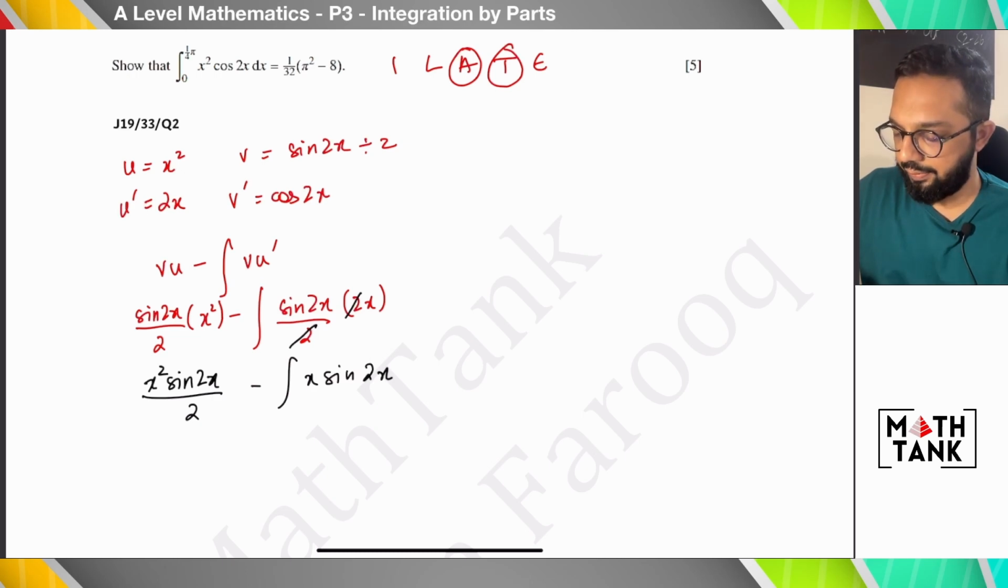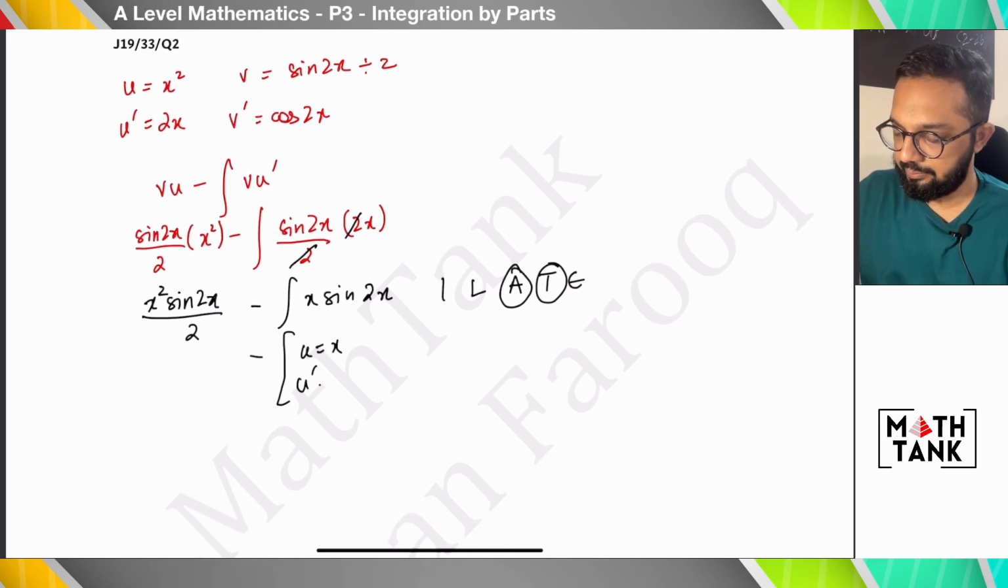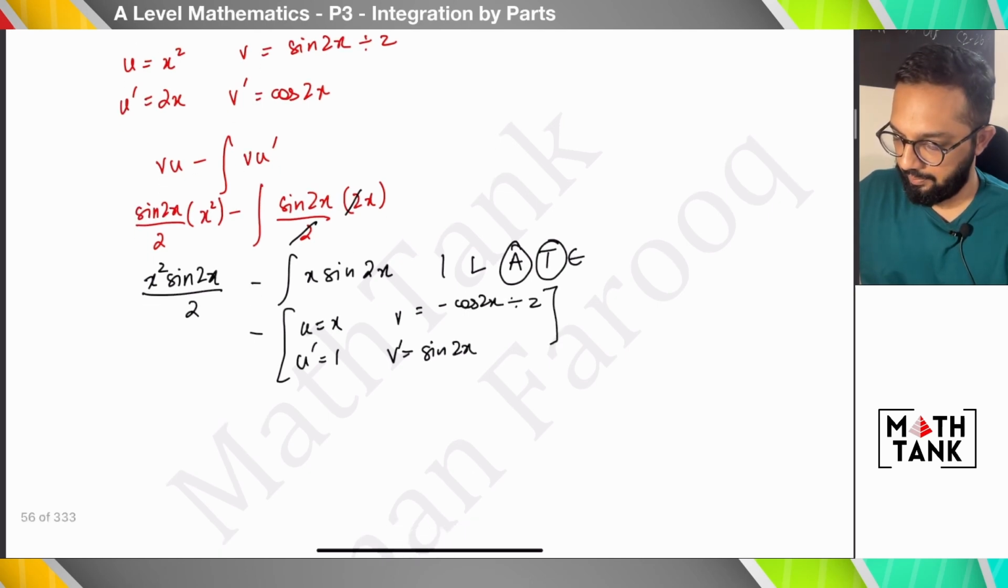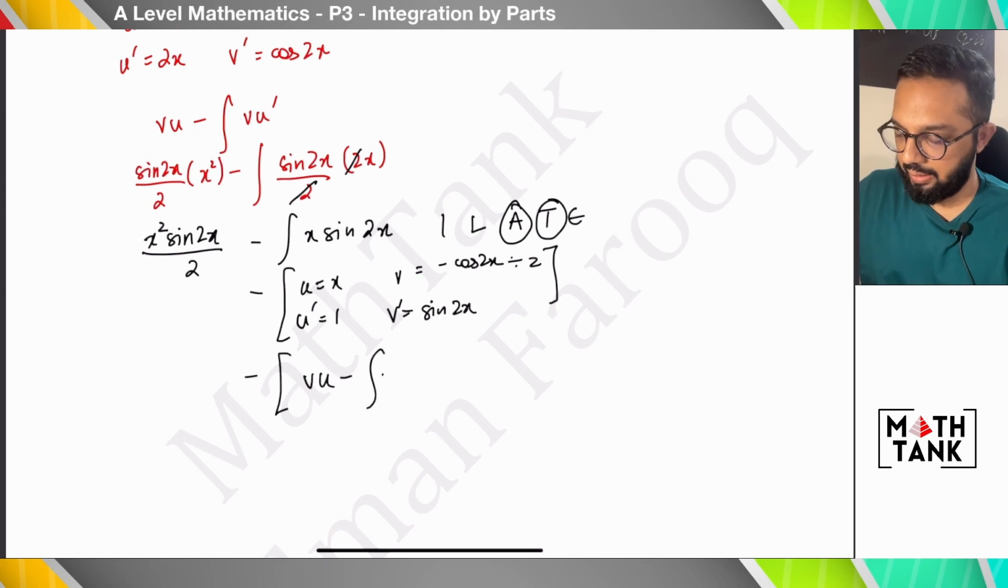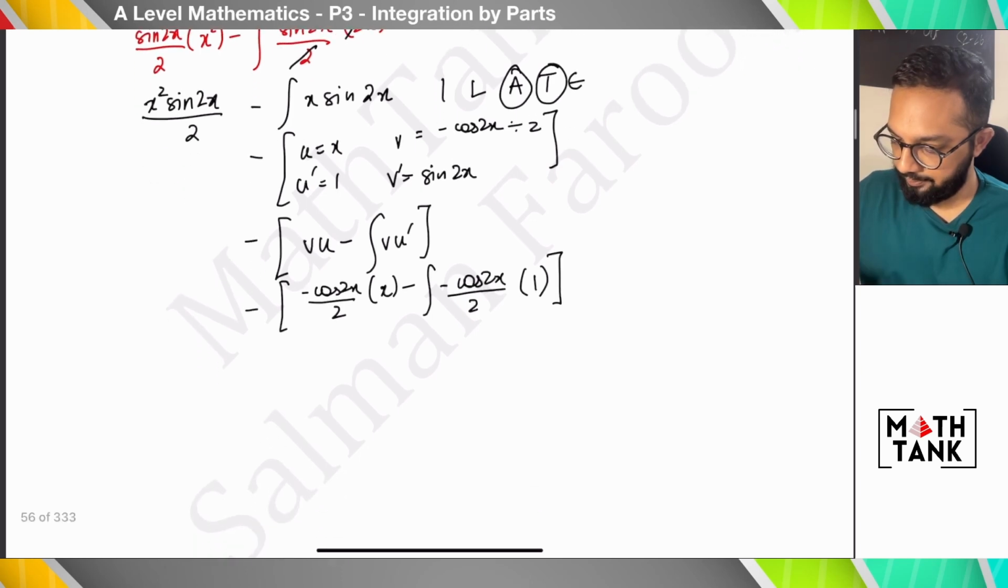So I have another level of integration by parts. Again, I'm going to write my ILATE: algebraic, trigonometric. This is v dash, so v is therefore minus cos 2x divided by 2. So vu minus integration of vu dash. vu, and u dash is 1. So minus x cos 2x over 2.